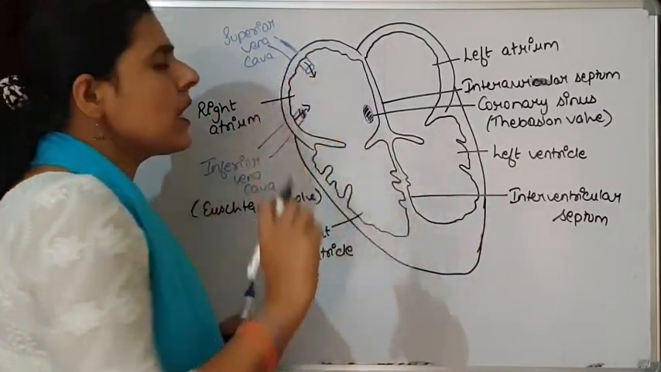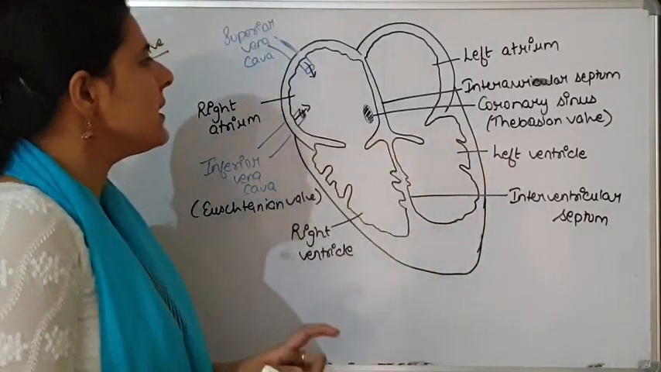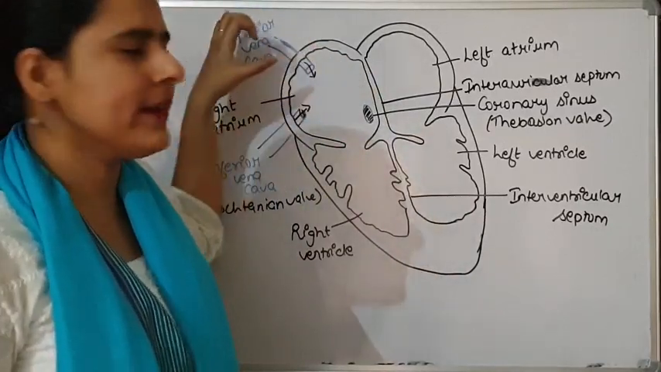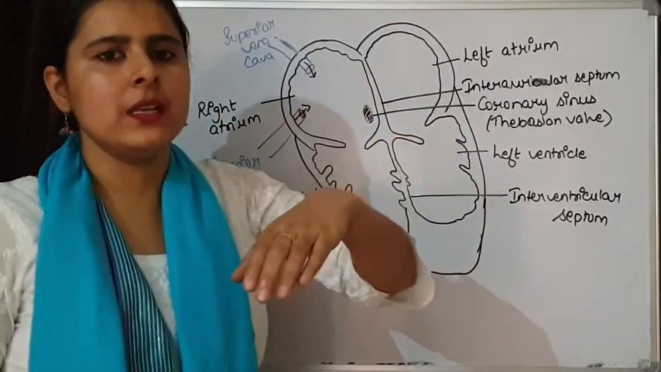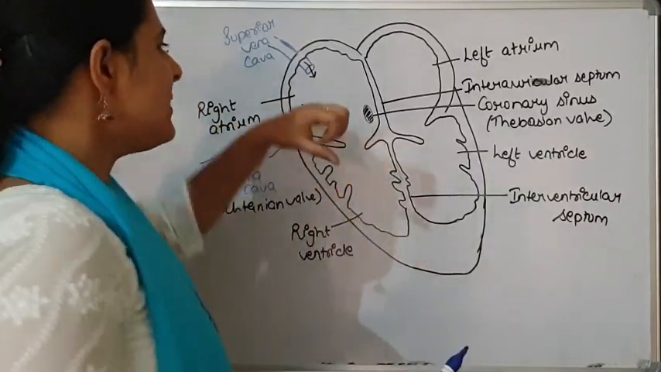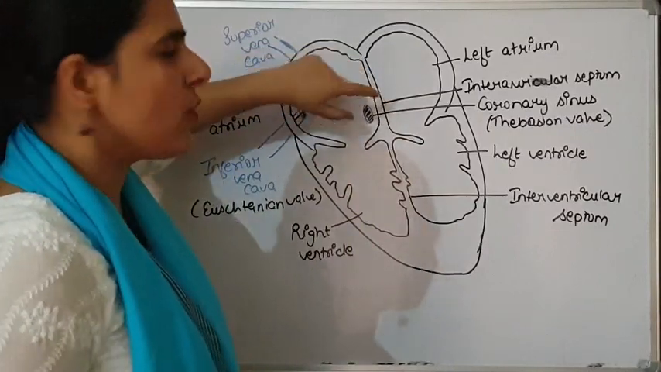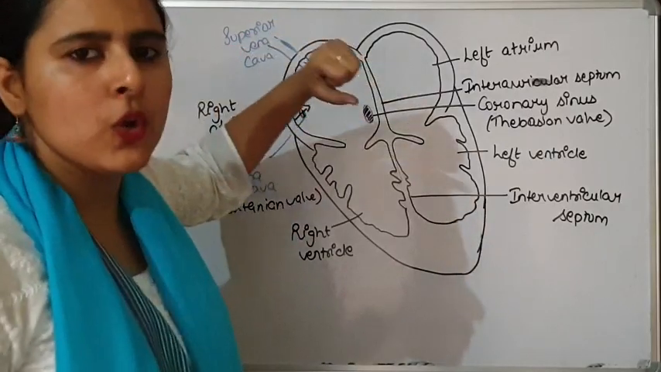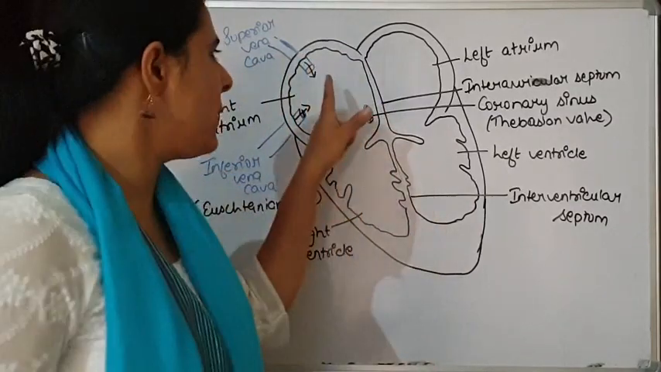The superior vena cava is not supported by any valve. The reason behind this is its orientation. It is entering at a specific angle in the right atrium, and this specific angle helps the superior vena cava close automatically when the right atrium contracts. Means when there is contraction of the right atrium, it is going to close, and no backflow of blood will take place over here.